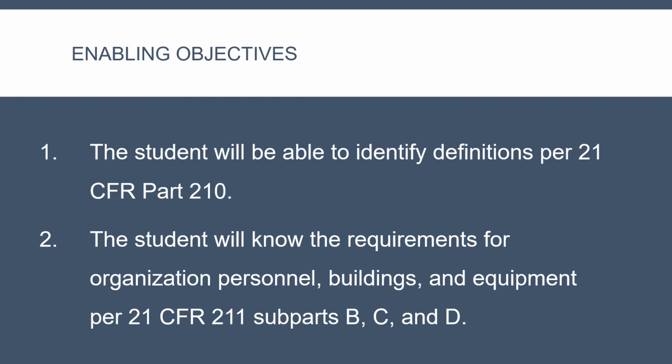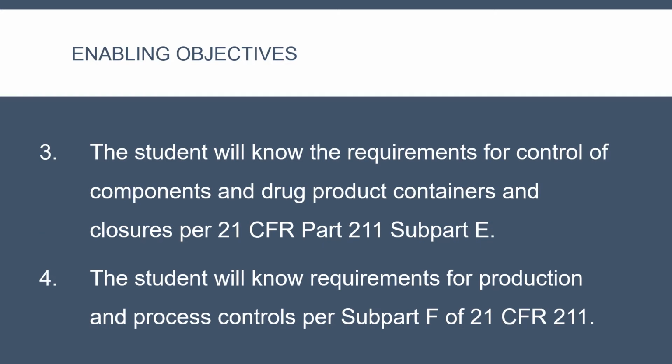As we navigate through this module, we do have some enabling objectives. These objectives will be for the student to identify some key definitions per the regulation, to know the requirements not only for organizational personnel, but also buildings and equipment, to know the requirements for control of manufacturing components, as well as drug product containers and closures, and lastly, know the requirements for production and process controls.